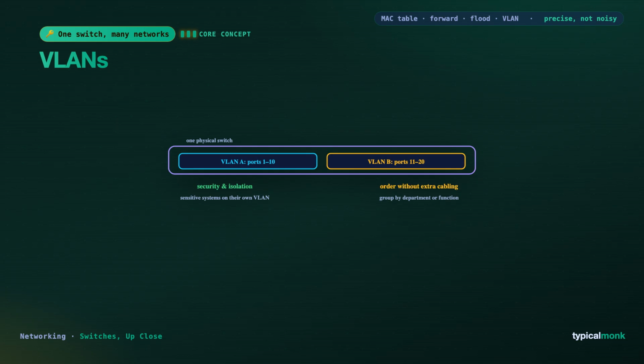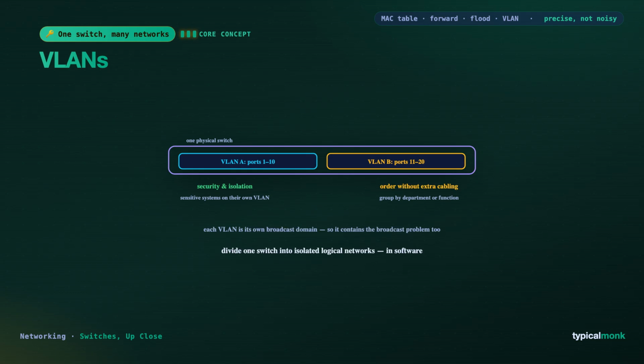Two big reasons. Security and isolation. You can put sensitive systems on their own VLAN, cut off from the general network, so a problem in one group cannot spread to another. And order. You can group devices logically, by department, by function, by trust level, without running separate physical cabling and buying separate hardware for each group. You get the separation of many networks from the cost of one switch.